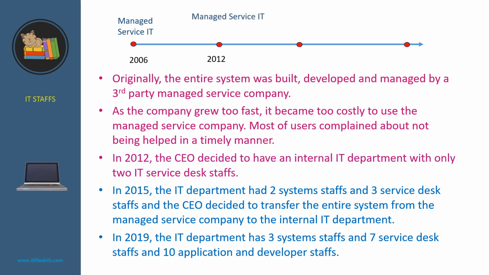In 2012, the CEO decided to have an internal IT department with only two IT service desk staffs. In 2015, the IT department had two system staffs, three service desk staffs, and the CEO decided to transfer the entire system from the managed service company to the internal IT department. In 2019, the IT department has three system staffs, seven service desk staffs, and 10 application and developer staffs.